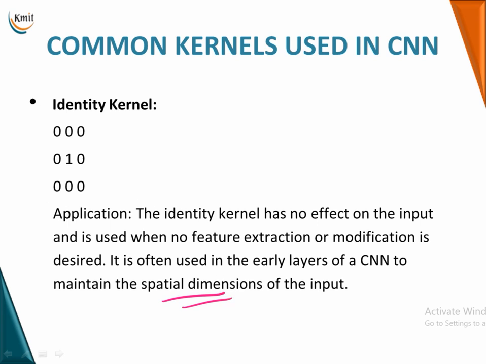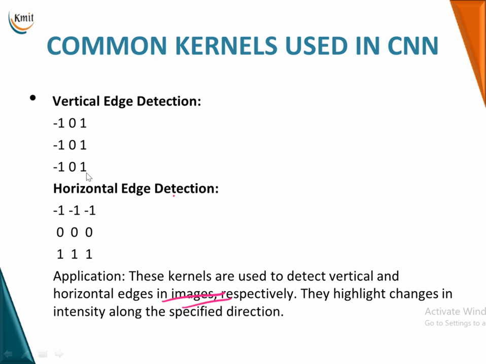Now, the next type of kernel is vertical edge detection. You can note down these values for vertical edge detection and horizontal edge detection. I have chosen a 3x3 kernel here, and based on that I am giving you the values. They are used to detect vertical edges or horizontal edges in an image. They will highlight the changes in intensity along the specified direction.